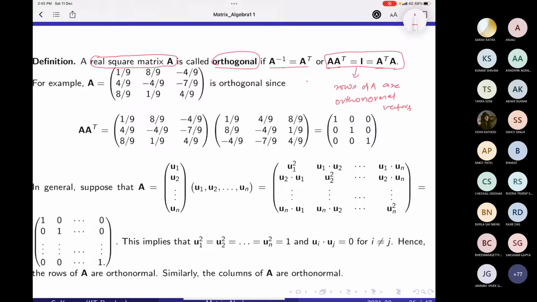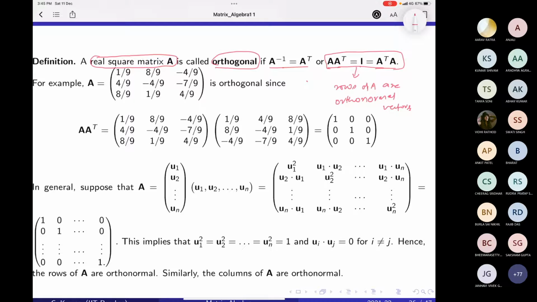So basically, when you take the transpose, you have a matrix A. And when you take the transpose, the rows will become columns in the transpose. And when you multiply A by A transpose, that means you are multiplying the first row by the first row, first row by the second row, first row by the third row. Similarly, second row by the first row, second row by the second row, second row by the third row, and so on. Okay. So the product is equal to I.